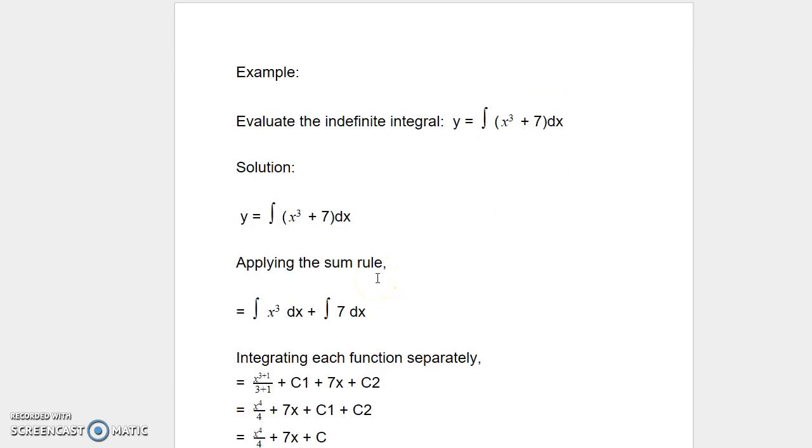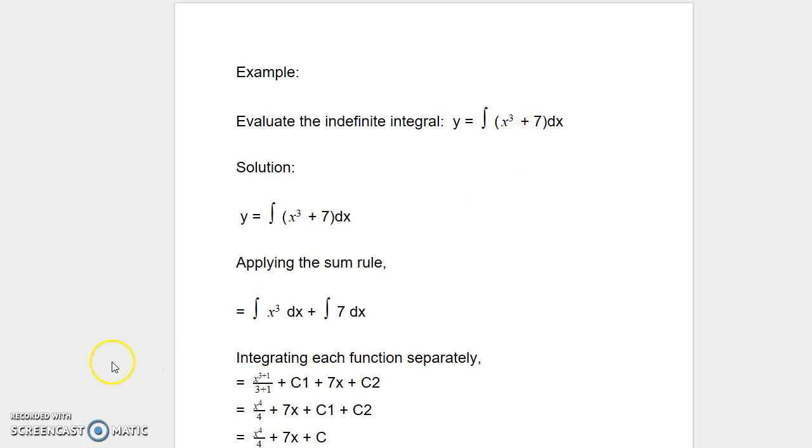Let's look at another example. Let's say we want to evaluate the integral of x cubed plus 7 dx. So we're going to apply the sum rule, and then we're going to integrate. When we apply the sum rule, we can integrate each one of these separately: integral x cubed dx is the first part, plus integral 7 dx is the second part.